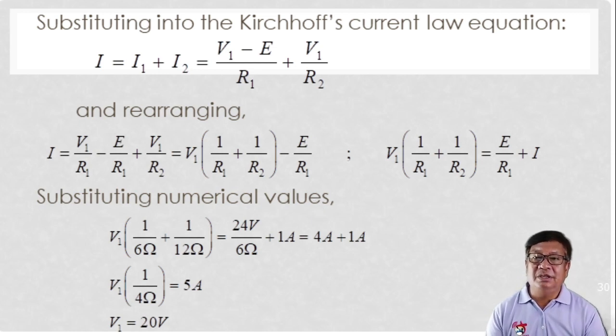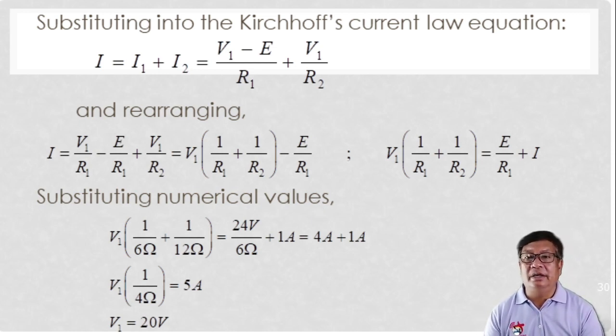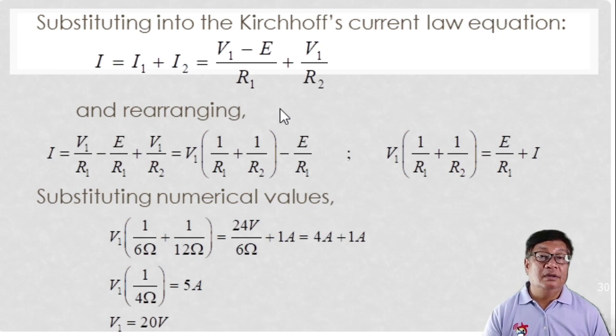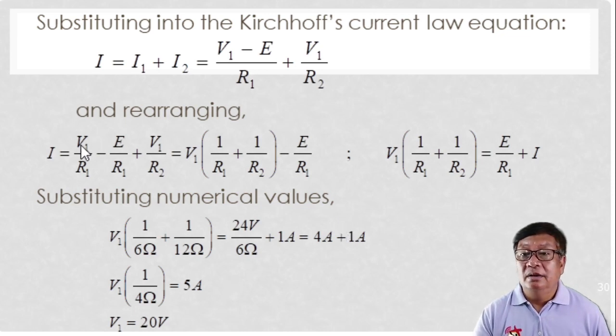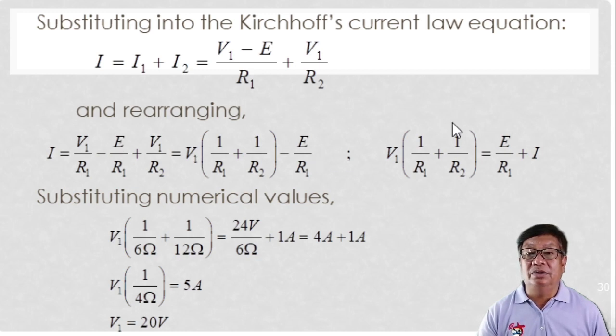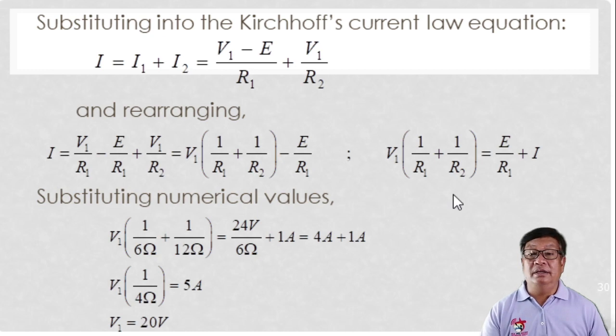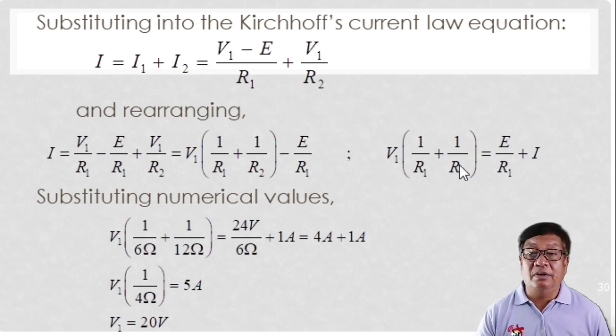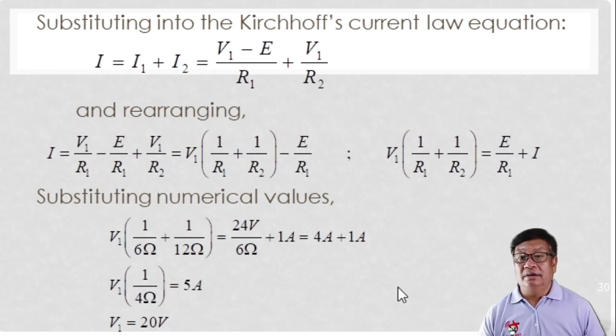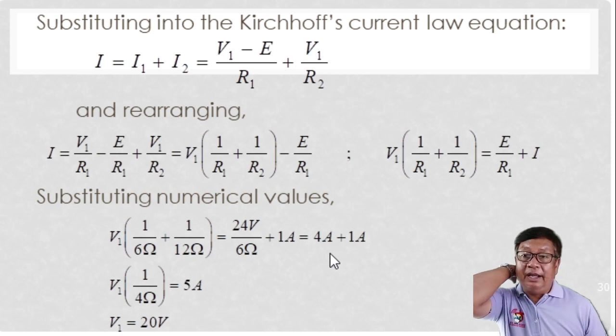Then we have this V sub 1 minus E over R sub 1, plus the quantity V sub 1 over R sub 2. Okay, so simplify, arrange. So we will be able to have our new equation of V sub 1, that is equal to I sub R1 plus I sub R2. Then we have this E over R1 plus R2. Okay, so try to simplify.